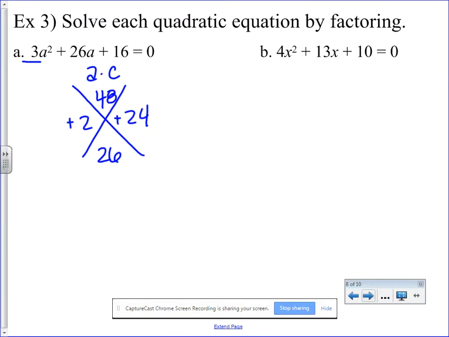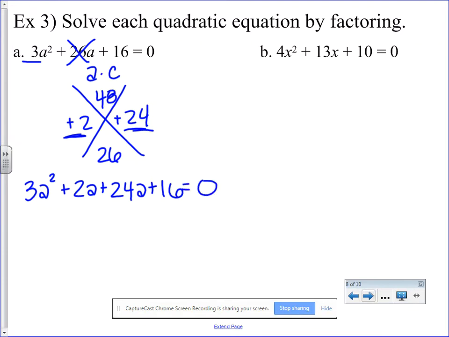So I'm going to rewrite this at this point, except I'm not going to write the linear term. Instead, I'm going to use these factors to help me. So I'm going to have 3a squared plus 2a plus 24a plus 16 equals 0. These values came from those factors that we found. And I'm going to factor by grouping. On my left side, I cannot pull out any coefficients except for 1. I can pull out an a, so it's going to leave me with 3a plus 2.